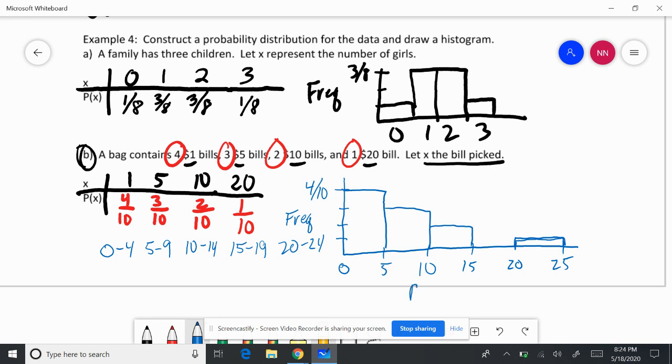Frequency, and then go. And for this last one, number of girls. So don't be like me. Remember to label.